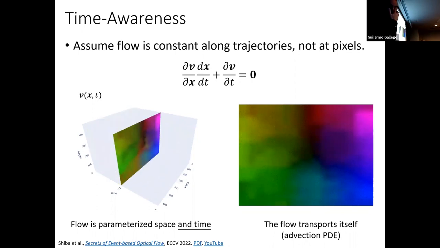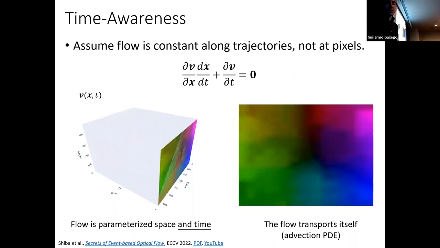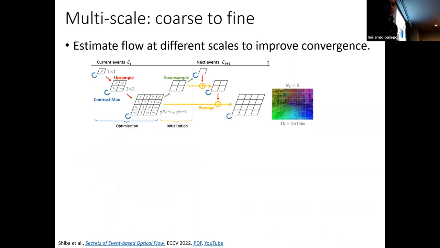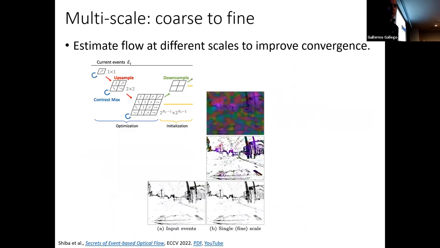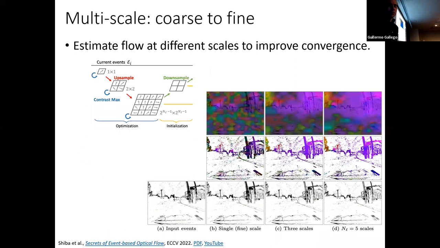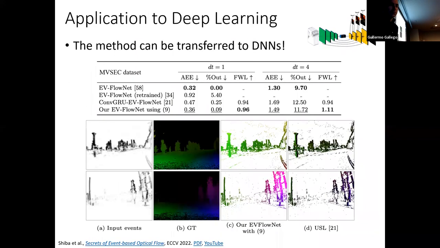Here we are really using the benchmarks, and the benchmark says that for MVSEC there are 2 evaluation intervals. One is dt equal 1, the time between two frames, so I guess this is 22 milliseconds. And dt equal 4 is the time between 4 frames, and this is 89 milliseconds.